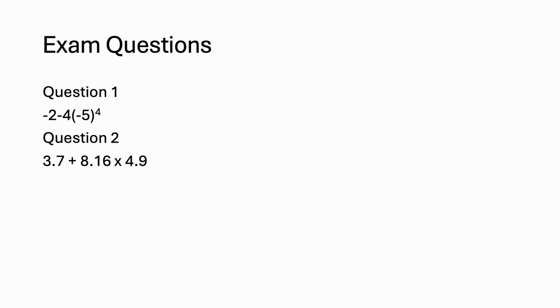Okay, let's look at these two questions here. Question 1, we have -2 - 4 (-5)^4. So using our BIDMAS, B stands for brackets, so we have to do the brackets first. So the brackets is -5, and then the index here, which is 4. So we need to find out what -5 to the power of 4 is.